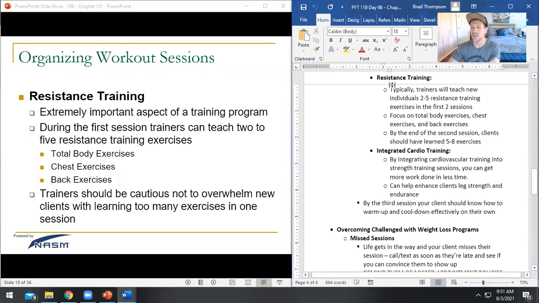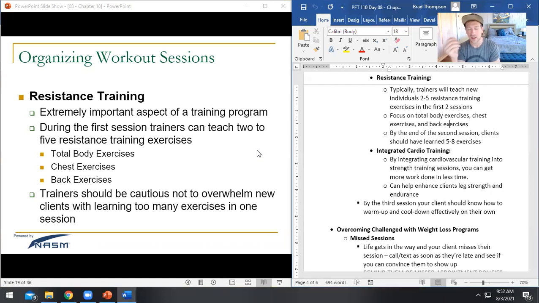So now we're going to get into the resistance section, right? Typically you're going to want to teach your client maybe 2 to 5 exercises within those first 2 sessions. When it comes down to it, we want to make sure that we're not doing way too many exercises, right? I love circuits, guys. I love them. But it can be kind of overwhelming if you're doing big, long circuits. So during your first session, you're going to teach them maybe 2 to 5 exercises. You're probably going to focus on total body exercises, chest exercises, and back exercises.